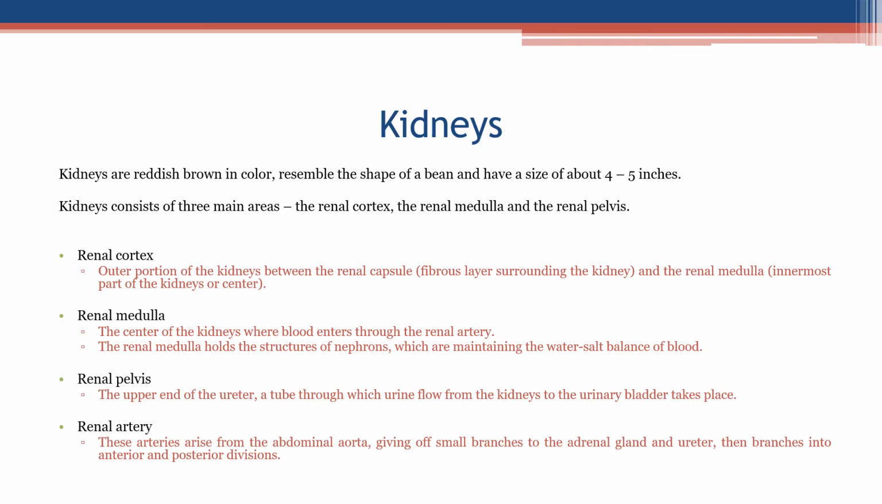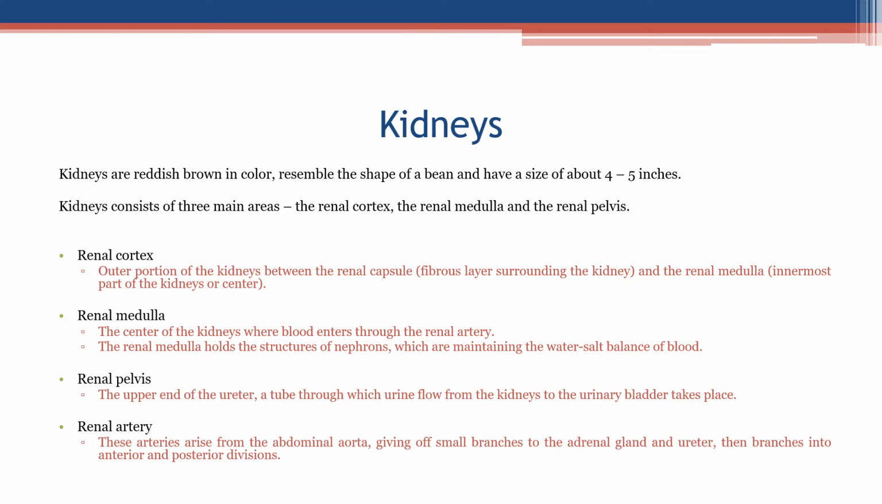Renal cortex. The outer portion of the kidneys is between the renal capsule, fibrous layer surrounding the kidney, and the renal medulla, innermost part of the kidneys or center. Renal medulla. The center of the kidneys is where blood enters through the renal artery. The renal medulla holds the structures of nephrons, which maintain the water-salt balance of the blood. Renal pelvis. The upper end of the ureter, a tube through which urine flows from the kidneys to the urinary bladder, takes place.